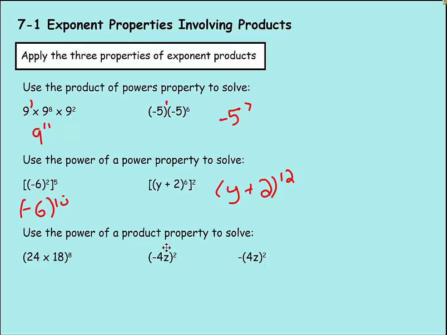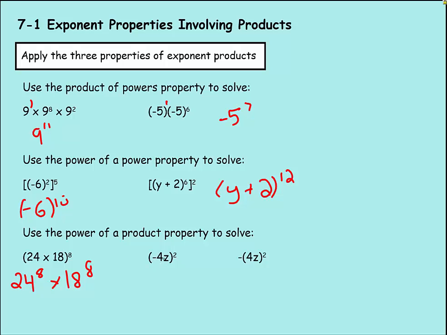This is the property I did not mention on that first screen. It's the power of a product property. This works very similarly to the distributive property for multiplication. I could distribute this power of 8 to both numbers in these parentheses, and that would be the answer. So it would be 24 to the 8th times 18 to the 8th. Let's try that for this one then.